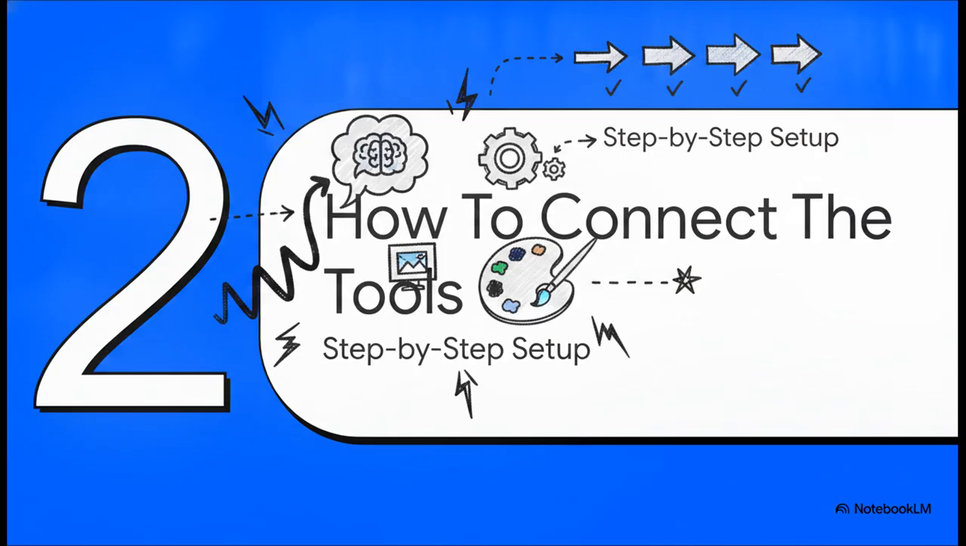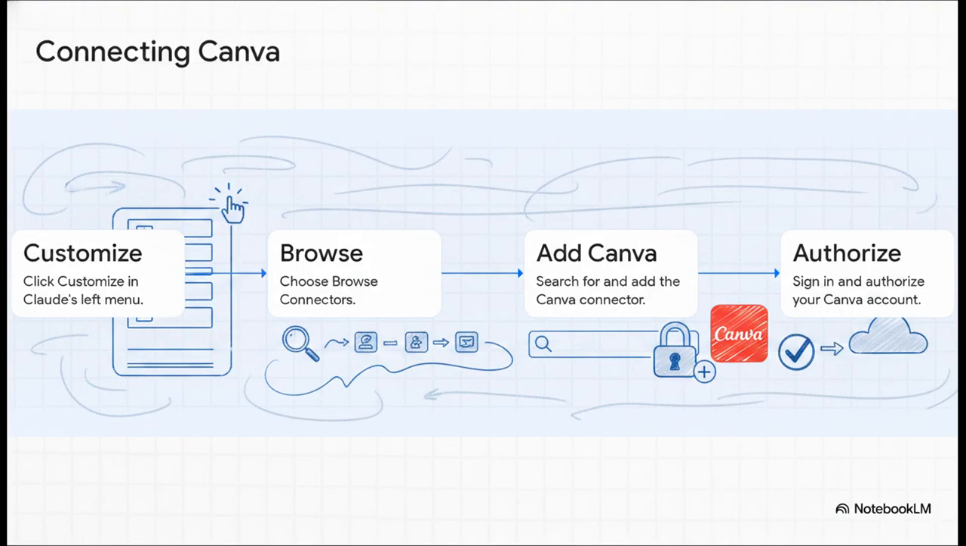Moving on to Section 2, how to connect the tools. Let's do a quick step-by-step setup. If you're wondering how to connect Claude and Canva, getting this running is actually beautifully simple. Inside your Claude AI account, just look over to the left-hand menu and click Customize. Then, click into Connectors. From there, you just choose Browse Connectors to see all the tools Claude can talk to. Search for Canva, hit that little plus icon to add it, and just follow the quick prompts to sign in and authorize your Canva account. And that's it. You're officially linked up.